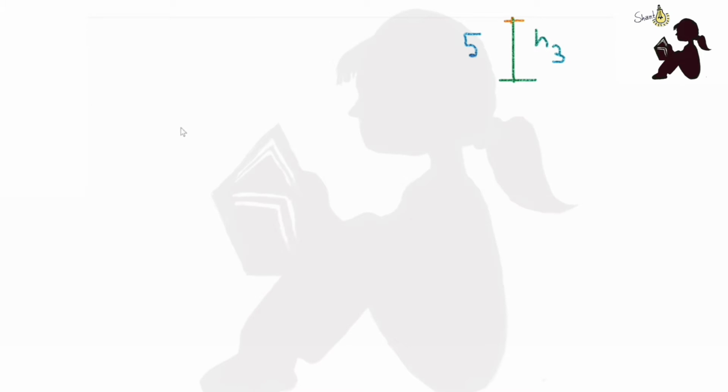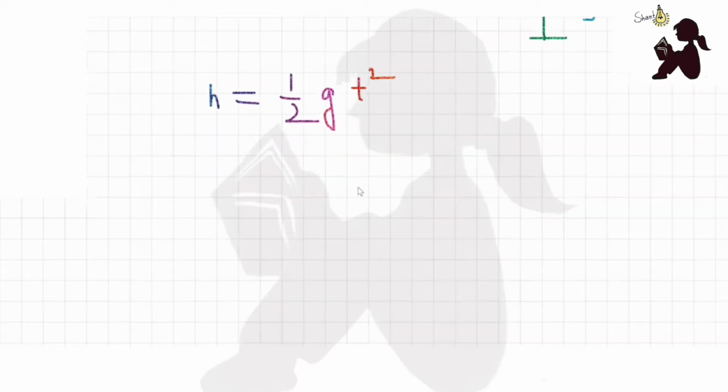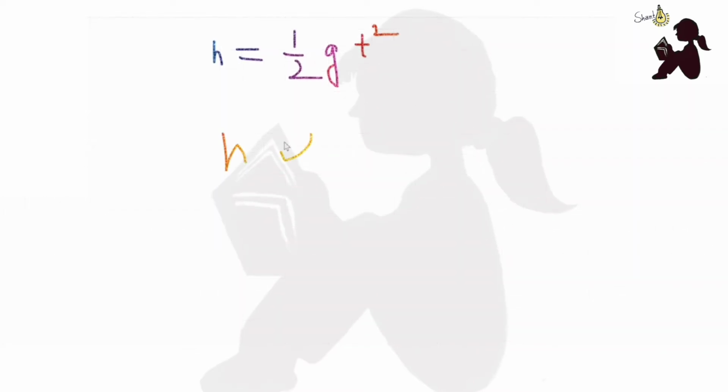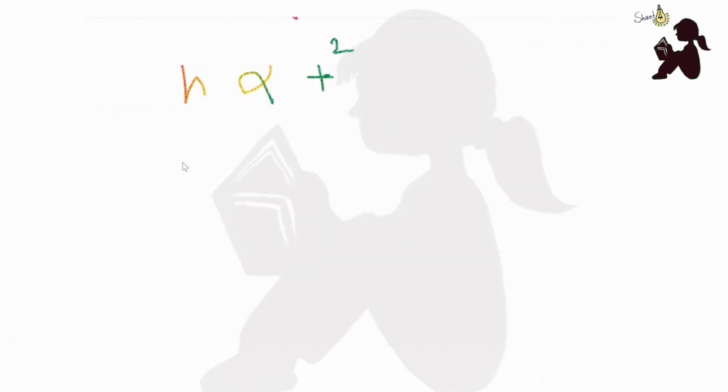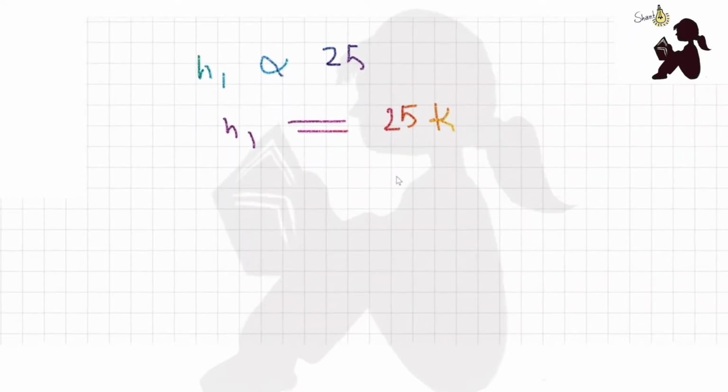So now we know that h is equal to half g t square. g is the acceleration due to gravity and t is the time taken. So we can write h is directly proportional to the time square. So taking up h1 is directly proportional to the time taken, 5 square, that is 25. Or we can write h1 is equal to 25k. Removing this proportionality, we have to take a constant over here. So we have taken k.